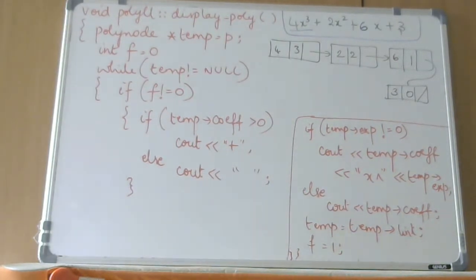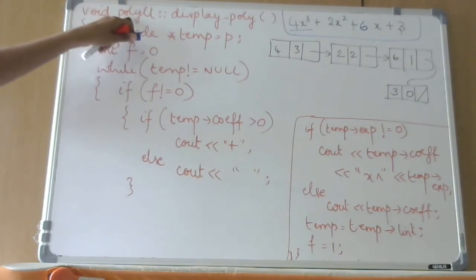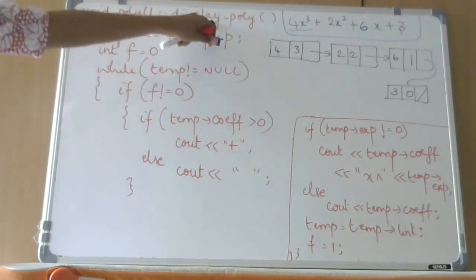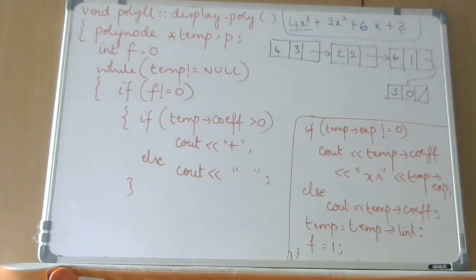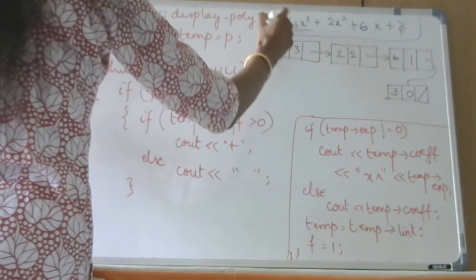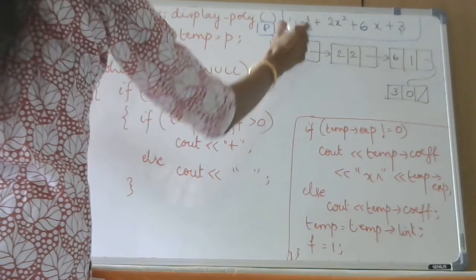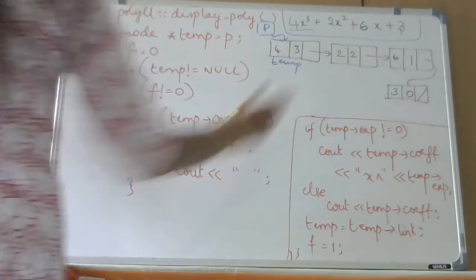How to display this? Let us see. Now, I have declared the class polynomial. We have defined this function already. So, I am taking temp as one of the pointer variables. I am initializing it to p. This is the p, the star which is pointing here. I am initializing temp to this one.